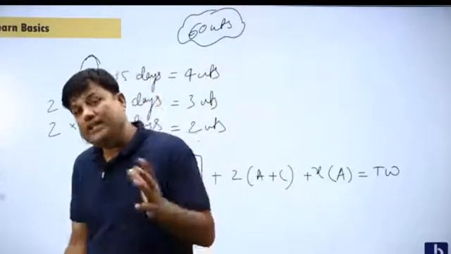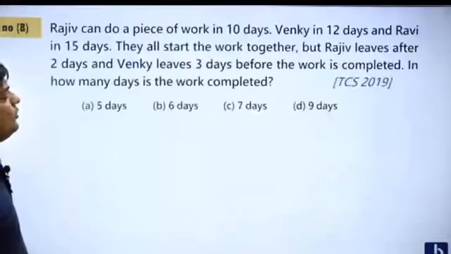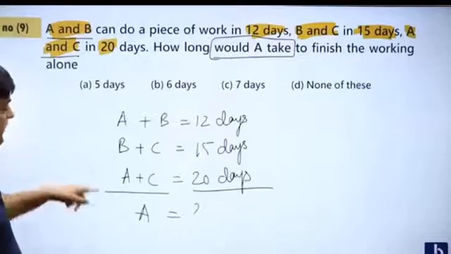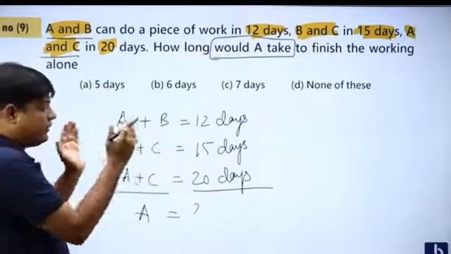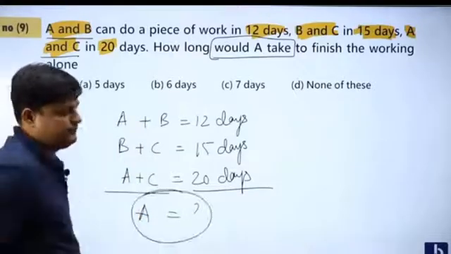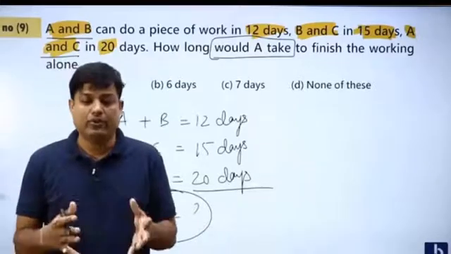But what is this question? It's the same question, but he gave you the combined value. Combined work of A and B, combined work of B and C, combined work of A and C, and he is asking A alone. Following everybody? So these kinds of questions will be given to you. You have to try to get the individual from the combined.